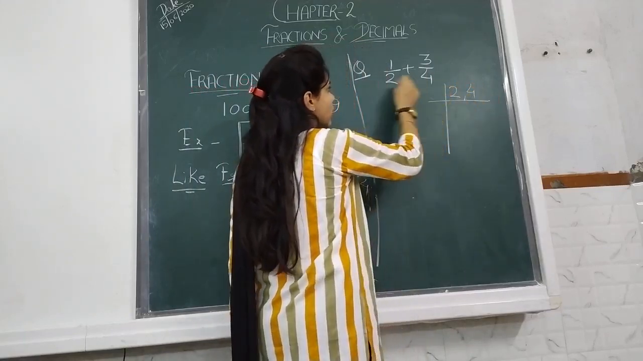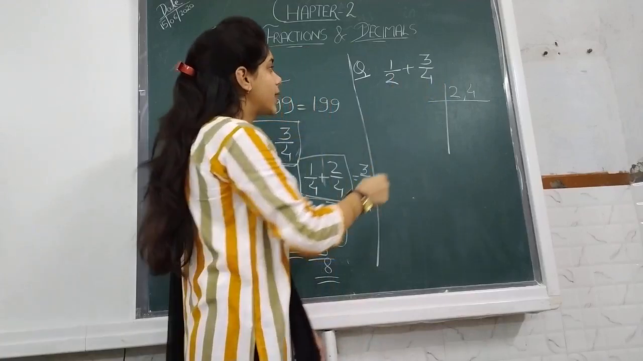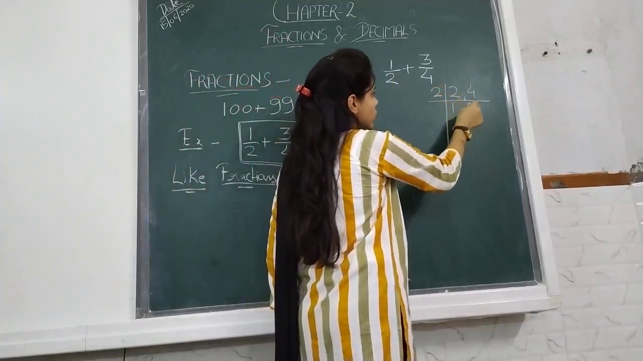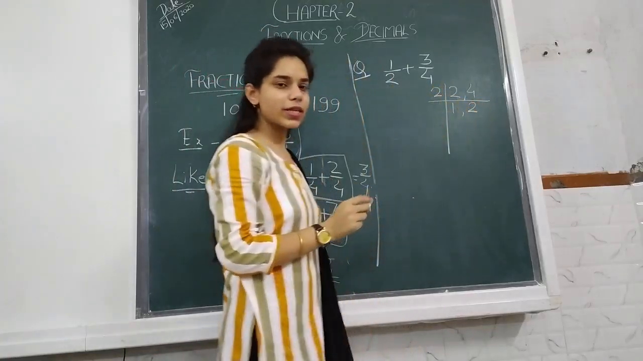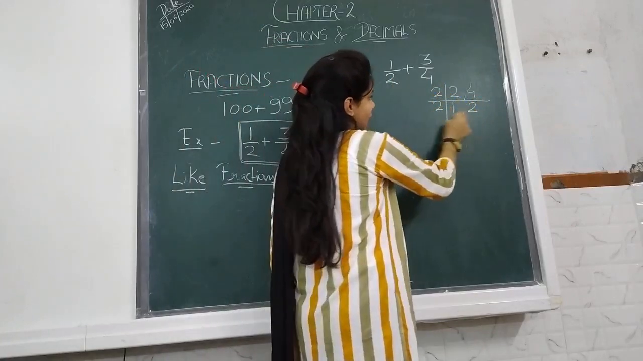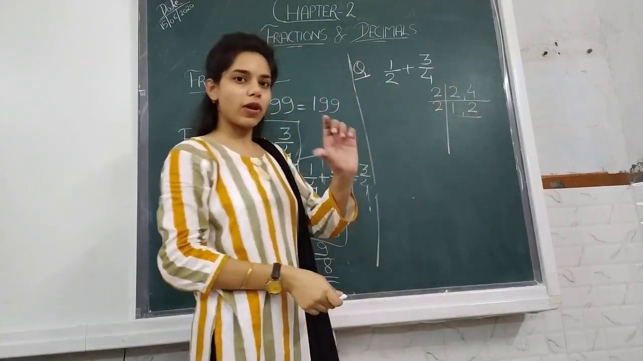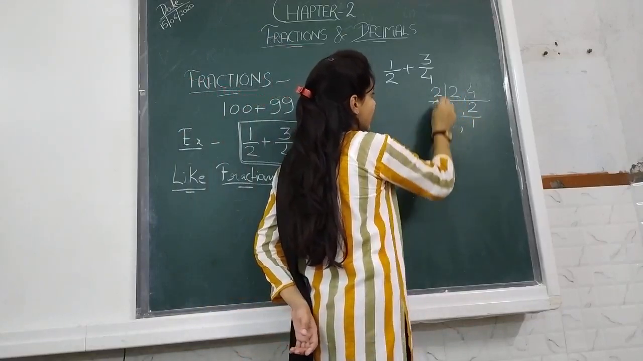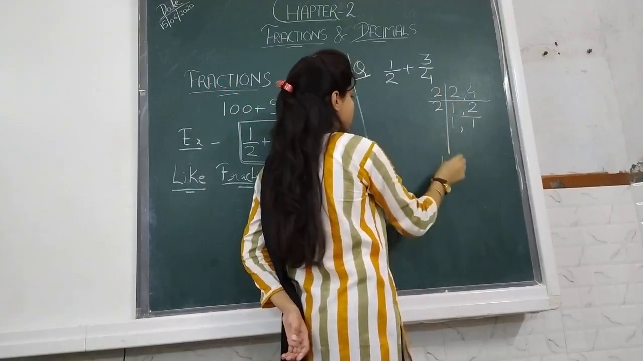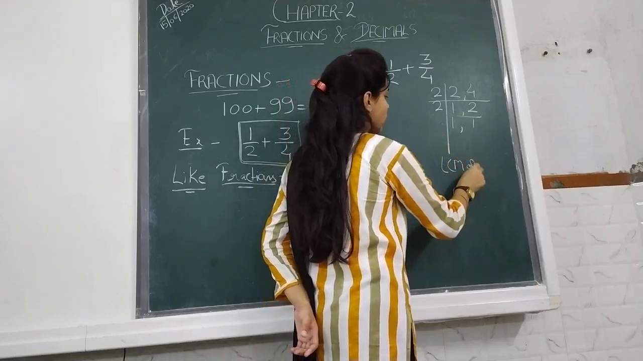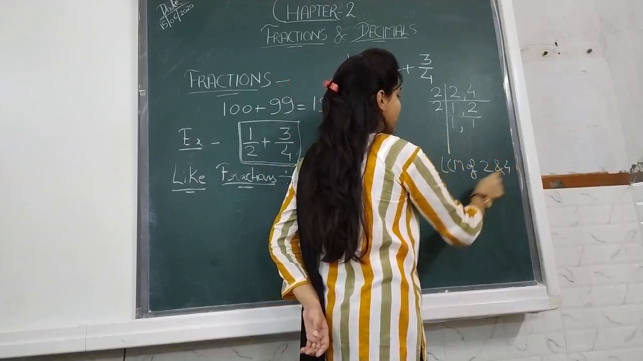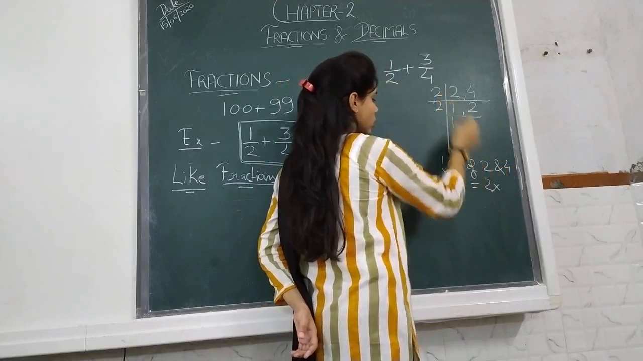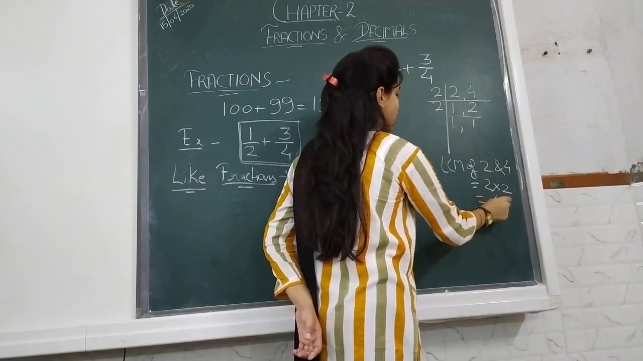So the LCM of the denominators will be 2 ones are 2, 2 twos are 4. Got it? We will start by taking the LCM with the smaller number. So 2 ones are 2. So the LCM of 2 and 4 will be 2 into 2, which is 4. Okay?